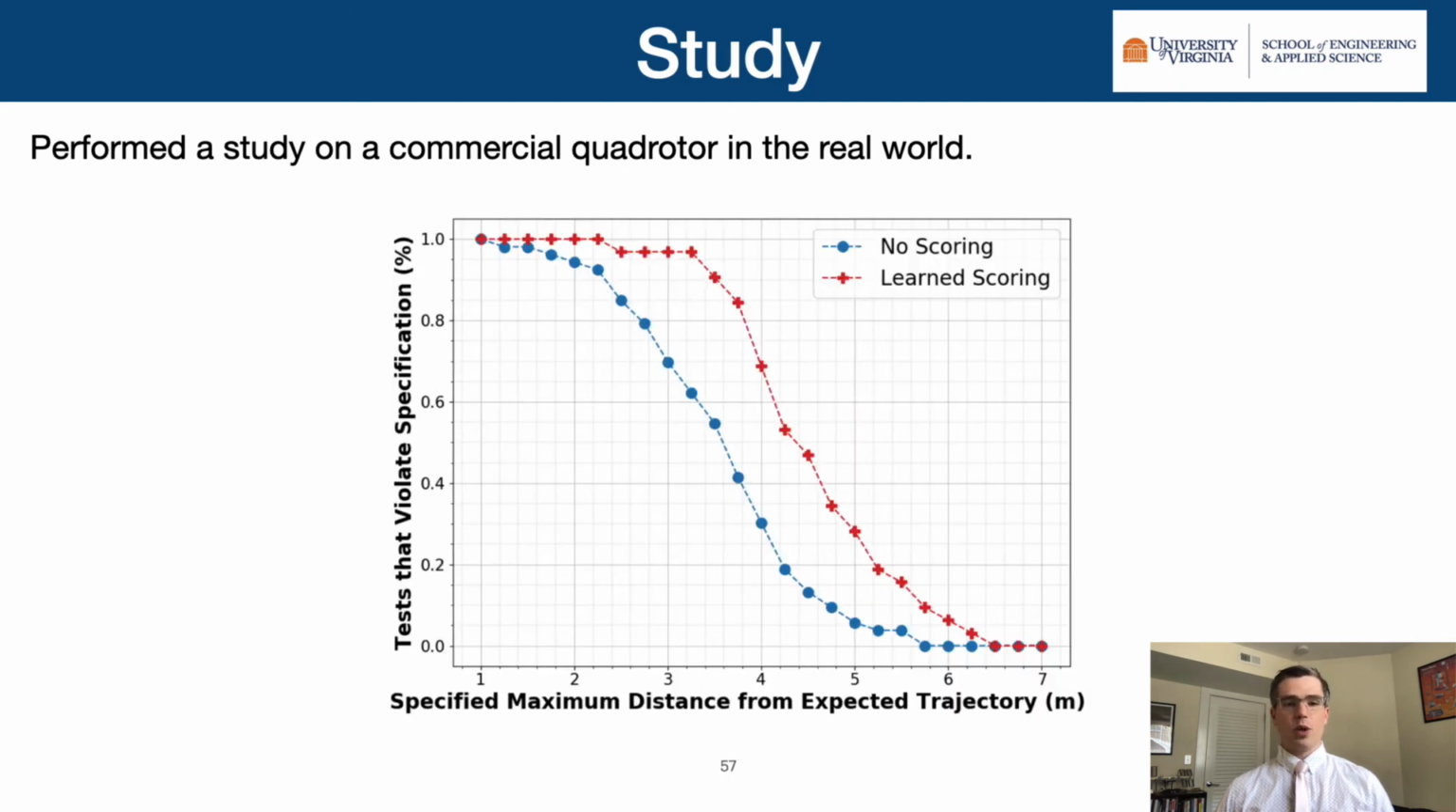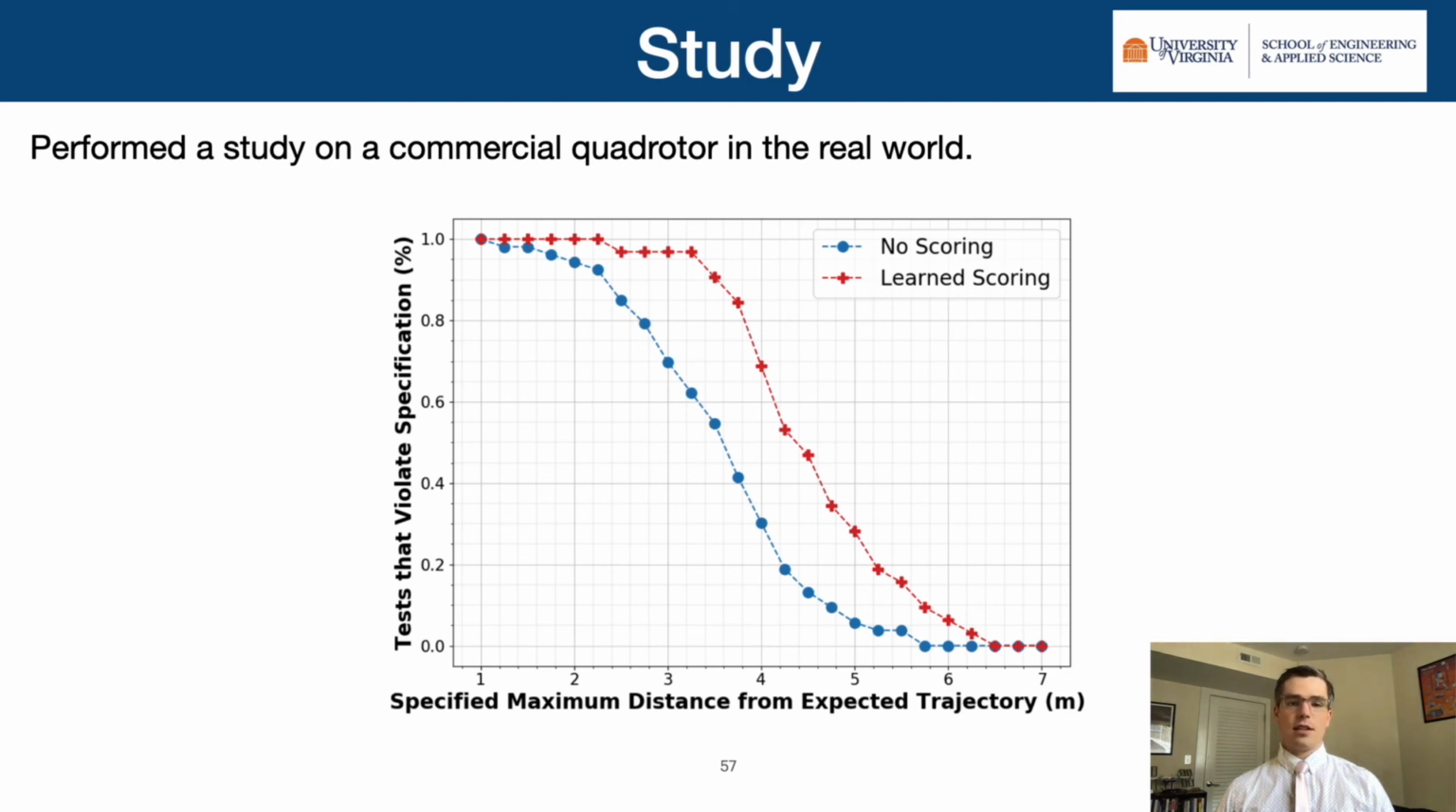From a testing point of view, we know that one might be interested in trajectories that violate certain specifications. For example, a tester might specify that the maximum deviation from the expected trajectory cannot exceed some threshold. In this figure, we show the percentage of automatically generated tests that violate a given maximum specification on the y-axis and a specified threshold on the x-axis.